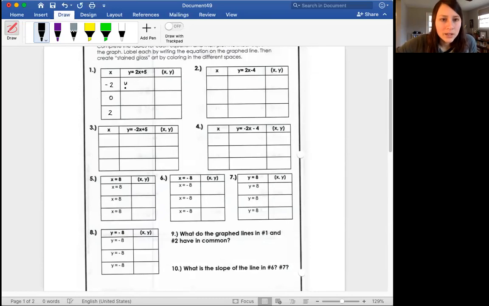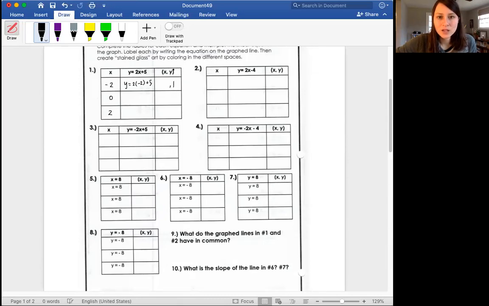So we're going to plug in our equation, y equals 2 times -2 plus 5. So 2 times -2 is -4. -4 plus 5 is 1. So that's y. Y is 1.